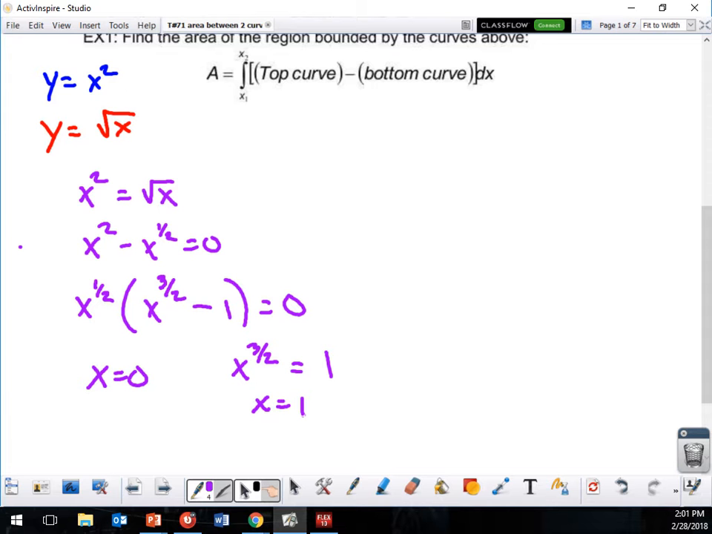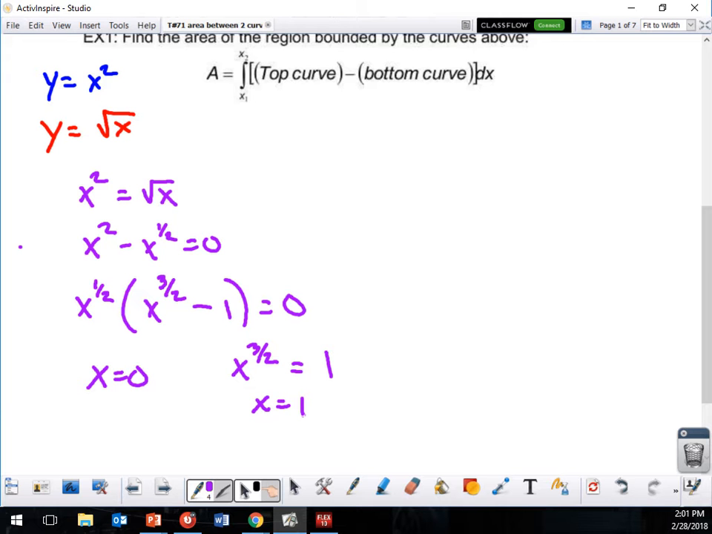So we figured out the bounds, right? We know it's going to be here to here. But I don't know which one's on top. We're starting off with some basic functions here, so you guys should actually know. An x squared opens up. Rad x kind of arcs out, right? So I know that this one's going to be on top here.